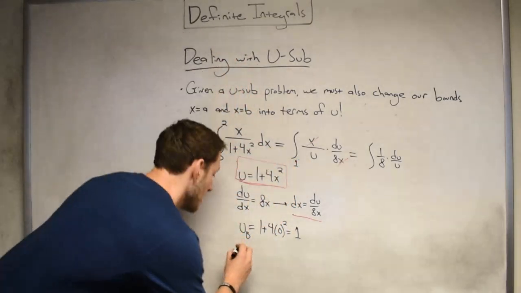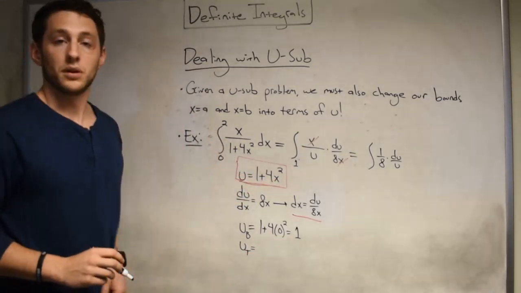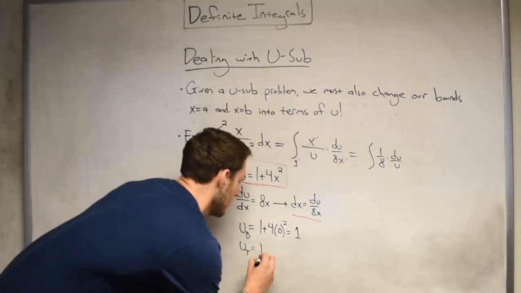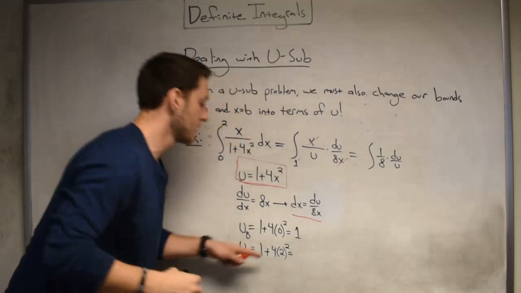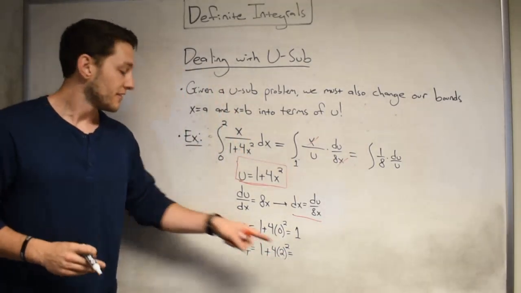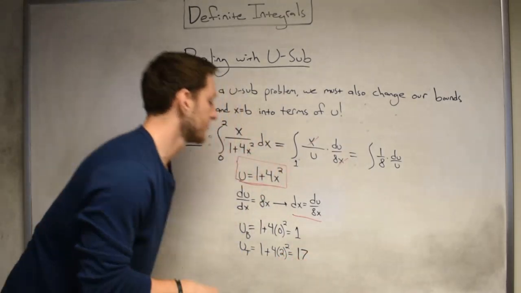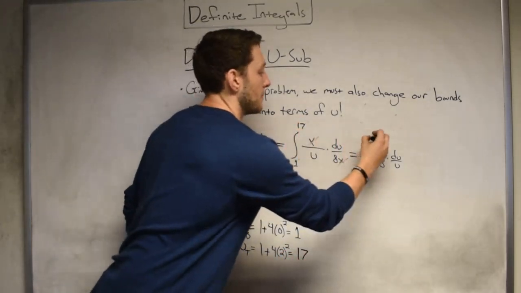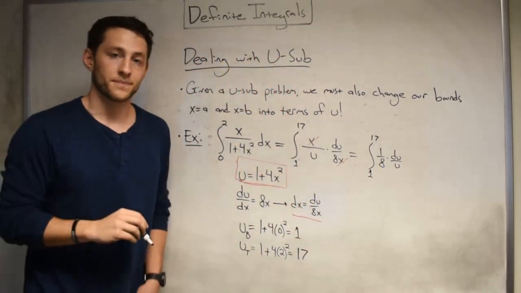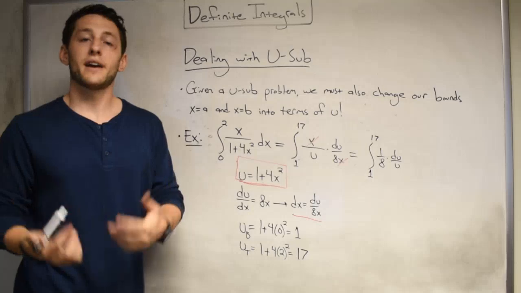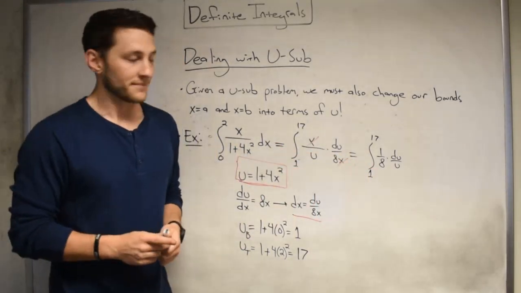Now to replace 2, to get our top number, plug in 2 for this function right here. 1 plus 4 times 2 squared. 2 squared is just 4. 4 times 4 is 16, plus 1 is 17. So now my top number is 17, and my bottom number is 1. Now we have absolutely everything in terms of u. And now we can actually integrate.